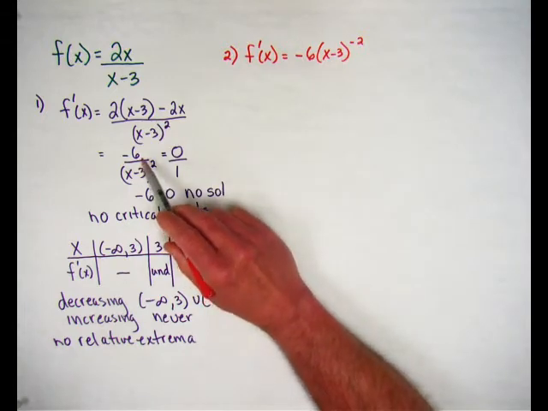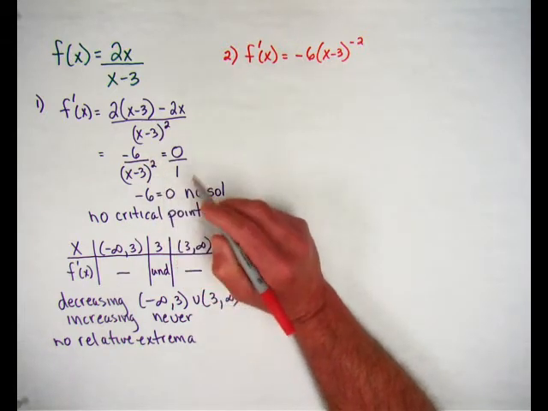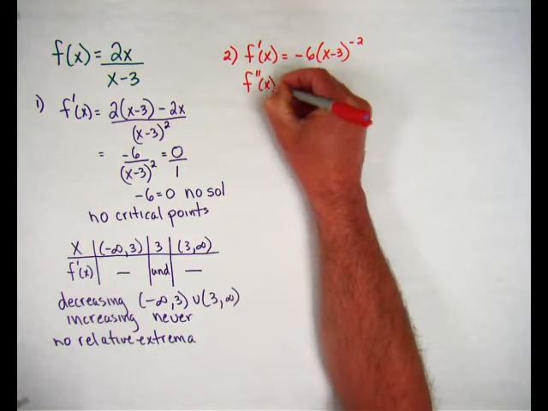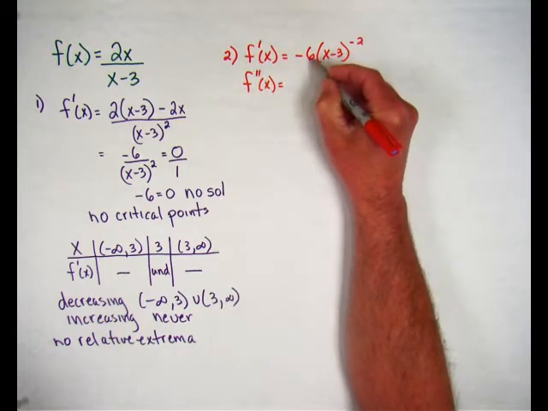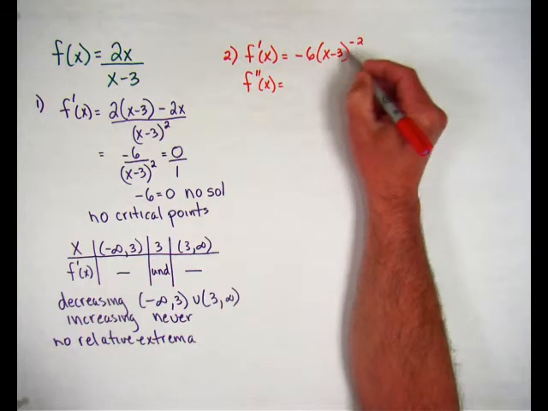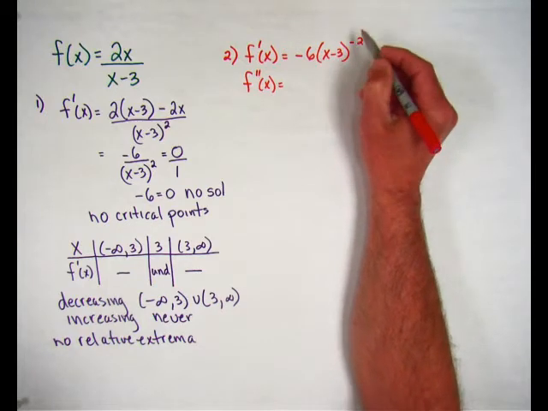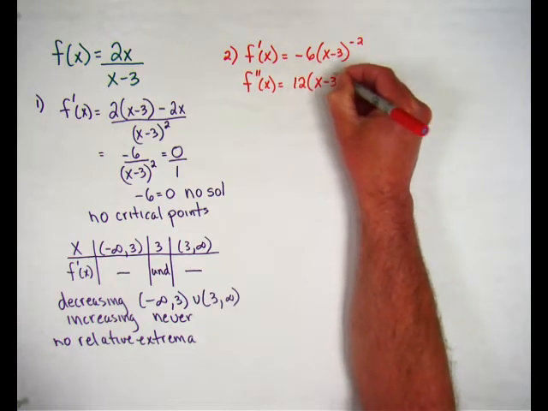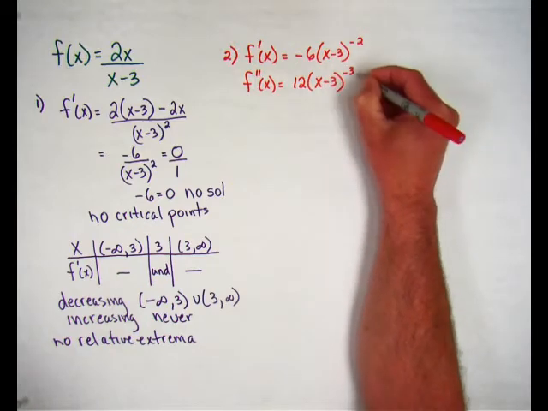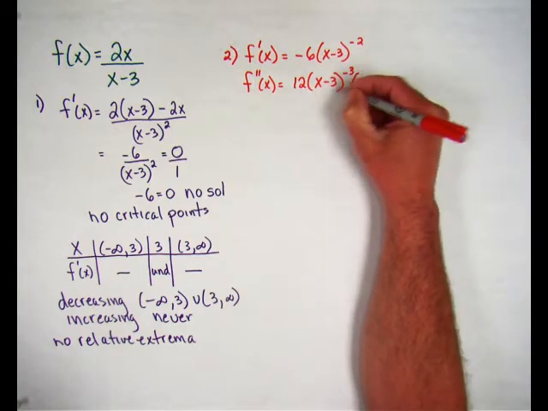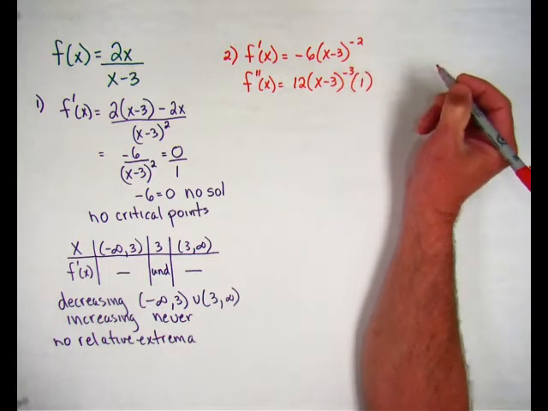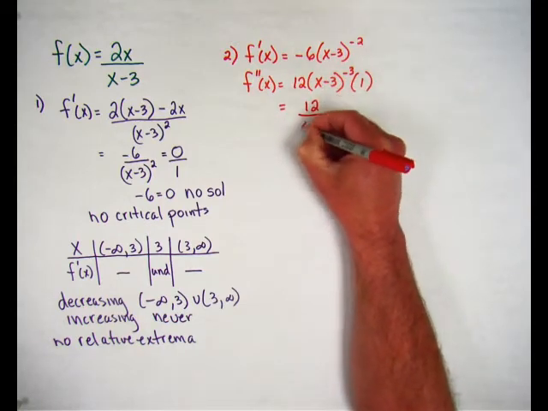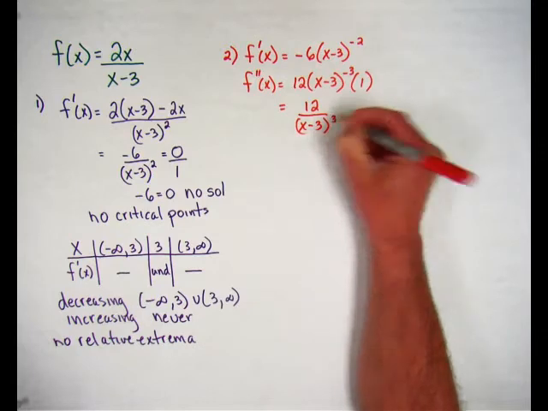If this was 6x, I would never move this to the top. I would use the quotient rule, but in this case, that's what I would do. So now when I take my second derivative, f double prime, this is not a product, this is just a constant times a function, and the function is being raised to a power. So I'm going to use my power rule. I'm going to go negative 2 times negative 6, which is 12, times x minus 3, subtract 1 from the exponent, times the derivative of the inside of the function, which happens to just be 1. Making that into a simpler form, we end up with 12 over x minus 3 cubed.